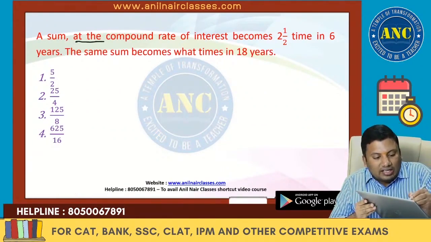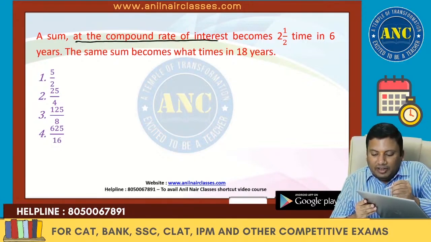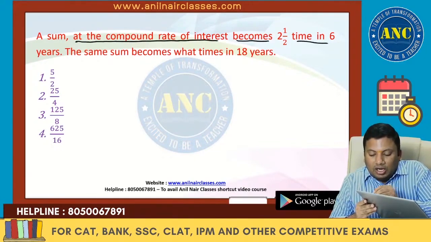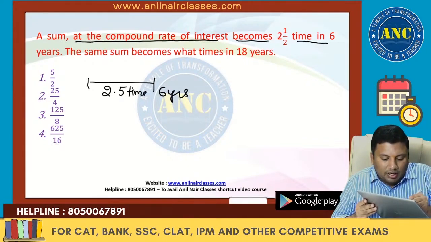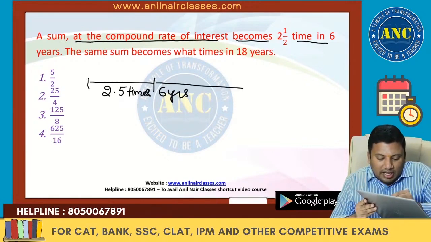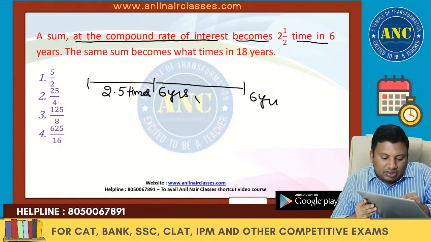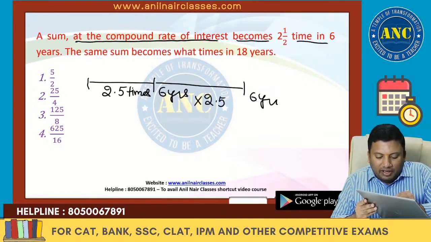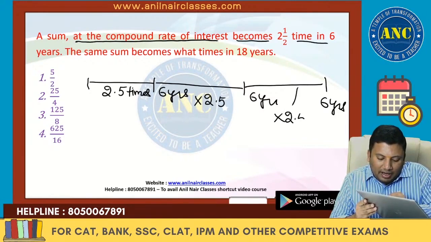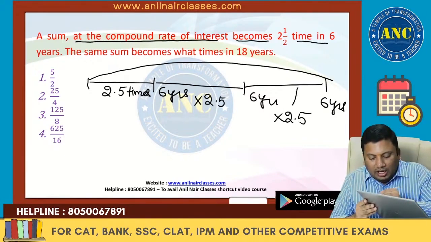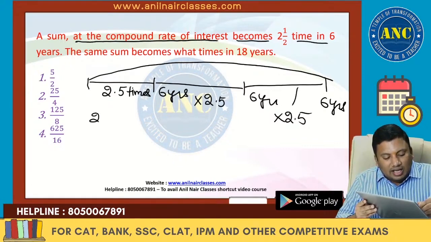Second question. A sum at compound rate of interest becomes 2.5 times in 6 years. That means in 6 years, this is becoming 2.5 times. Are you with me? Again in 6 years, it will become into 2.5. Again in 6 years, into 2.5. That means from here to here, total 18 years is there.